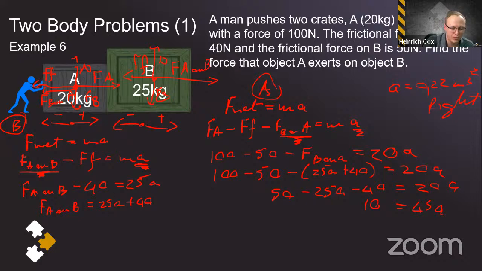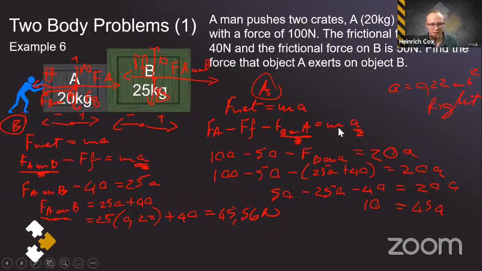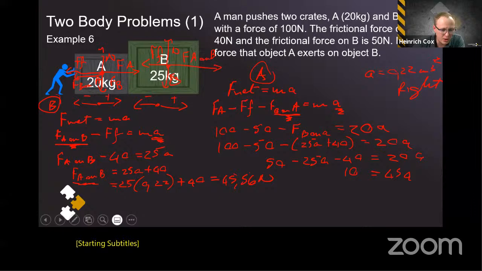And then if you desire to go find the FA on B, you can simply substitute that in there. So 25 times 0.22 plus 40, that would then be 25 times the answer plus 40. So the force that the two things are exerting on each other was 45.56 newtons. So that, in somewhat timeous fashion, concludes what I wanted to share with you as far as the presentation is concerned. At this point, we can move on to the Q&A section of our presentation.